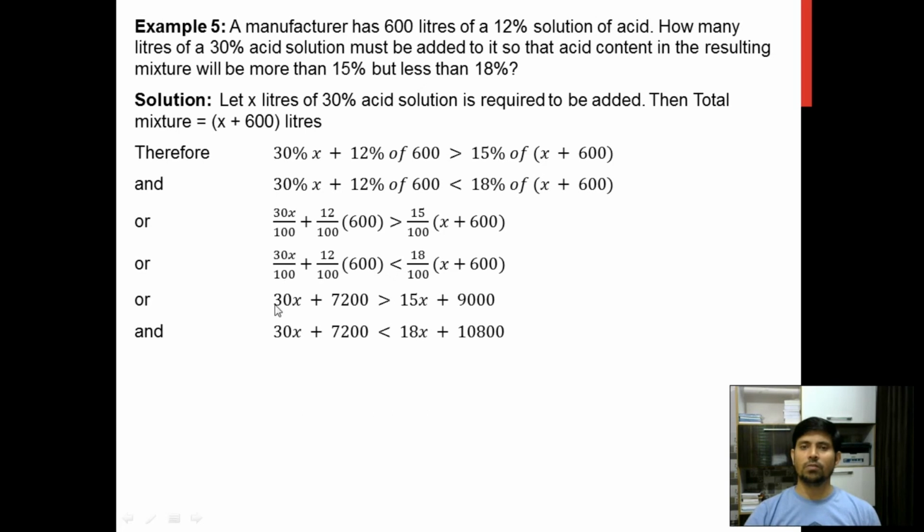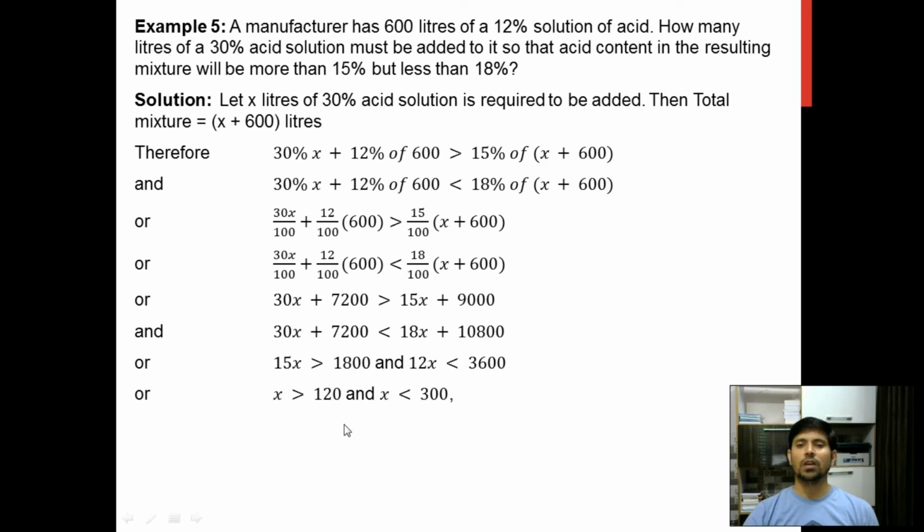Now in the first one, what we will do, we will subtract 15x both sides and 7200 both sides. We got this, 15x is greater than 1800, and similarly for the second one, 12x is less than 3600. What we did here, subtracting 18x and 7200 both sides, we got this relation between them. Now in the first one we will divide both sides by 15, and here we will divide both sides by 12. We got this relation, x is greater than 120 and x is less than 300.